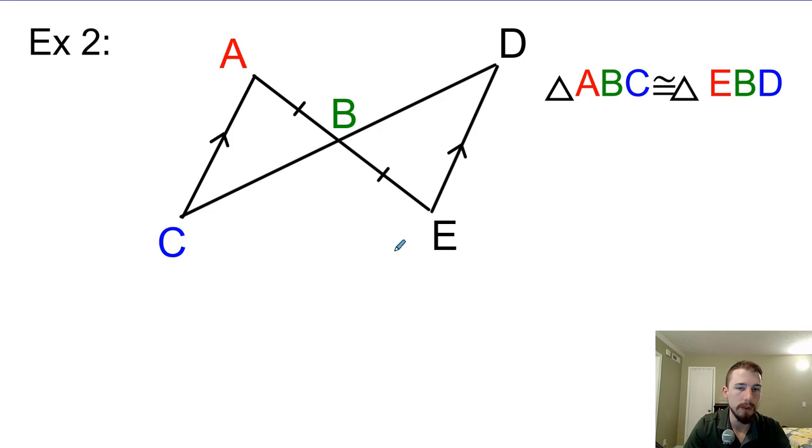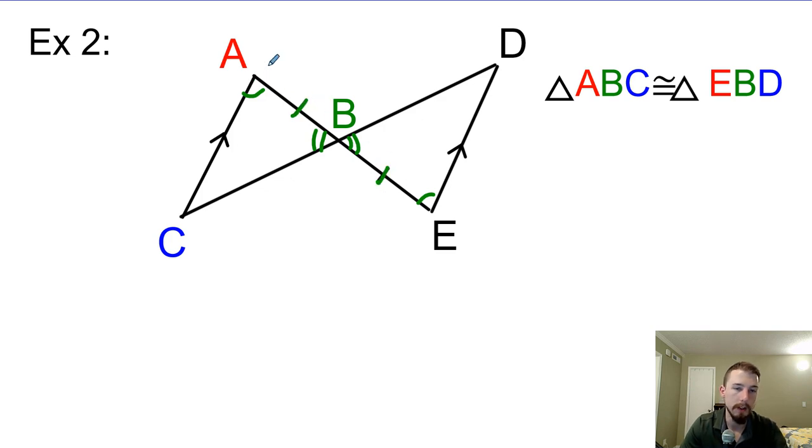All right, example 2. On this one, we have parallel lines, which is good. So alternate interior angles are going to be congruent. For instance, angle A is going to be congruent to angle E. Okay, alternate interior. And then also vertical angles in the middle are the same. And then they also mark this as congruent to this one, which is good.